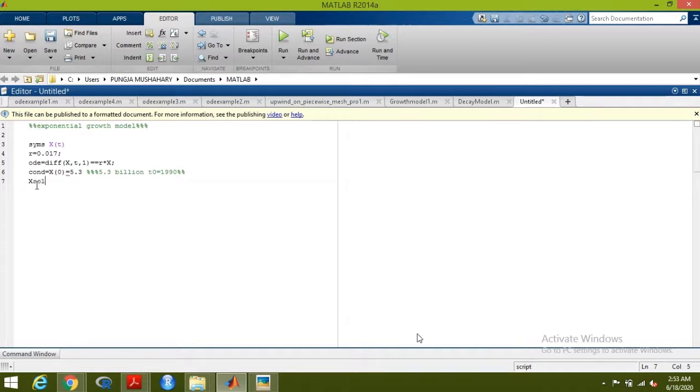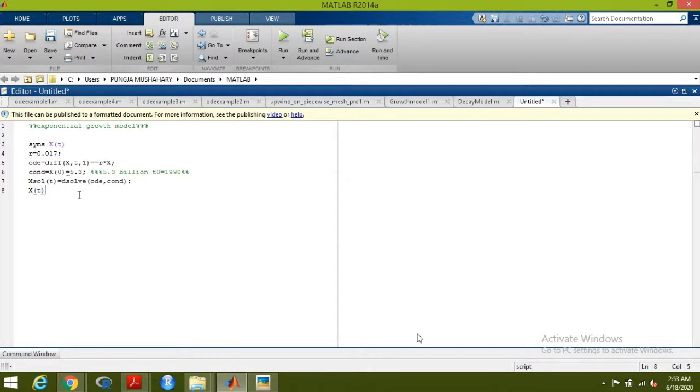Now we will try to solve this. You know the method: x solve with t, using dsolve, the ODE, and the condition given as COND. So here it is. You better write a semicolon here. This is the solution.